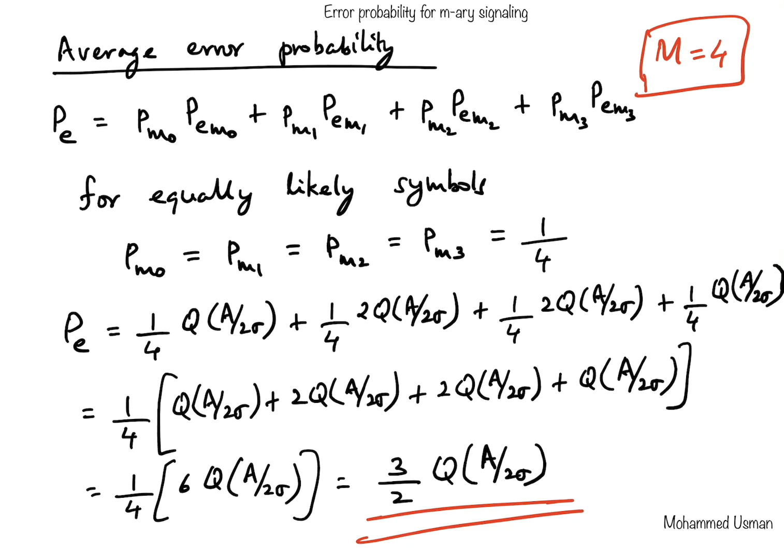But today we have just derived the expression for the average error probability for M-ary signaling with M equal to 4, and that is equal to 3 by 2 times Q of A by 2 sigma, the Q function of A by 2 sigma. Okay, we'll continue with the general expression, or deriving the proof for the general expression, in the next lecture.